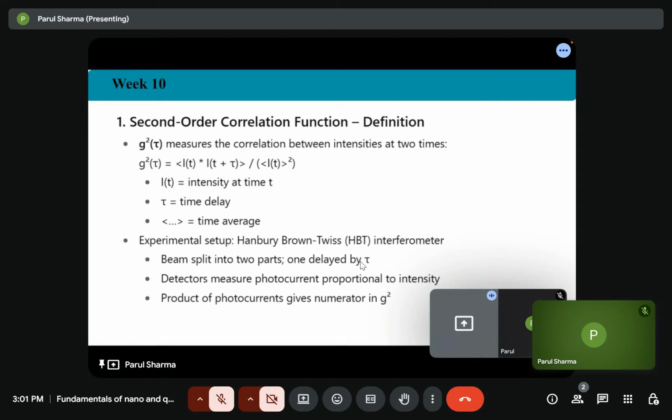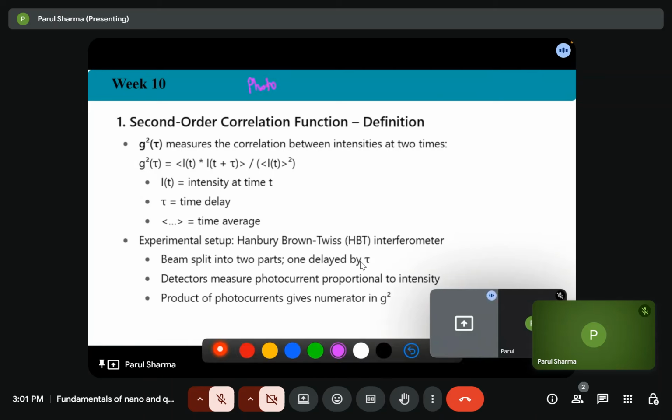We introduced the idea of photon statistics, where we described the Poissonian, sub-Poissonian, and super-Poissonian nature of light. Today we will talk about coherent states. So before that, just a quick revision regarding the second order correlation function and its definition.